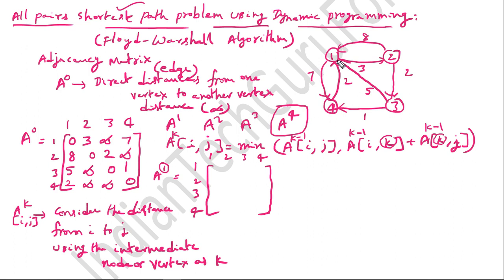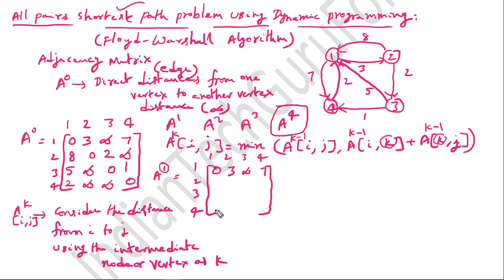So if the intermediate node must be 1, then from 1 to 1, 1 to 2, 1 to 3, 1 to 4, the starting node is 1. That's why the values will not change for the first row. Whatever values are available in A power 0, the same values will be there, because it represents the minimum of A power k minus 1 of i comma j. We are going to take the same values as in A power 0, that is 0, 3, infinity, 7.